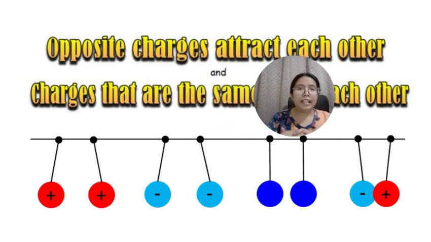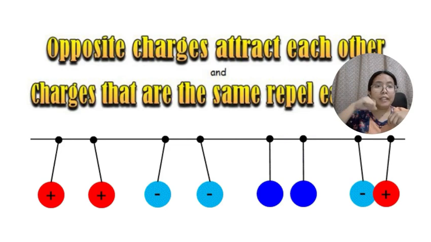Ito naman, dahil yung neutrons natin walang charge, wala lang yung pakialam. Kasi wala naman silang charge, wala silang kuryente. So, wala lang silang nararamdaman. Pero, tingnan nyo to. Si negative at saka si positive, magkaiba sila ng charge. Kaya, na-attract sila or nagdikit sila.